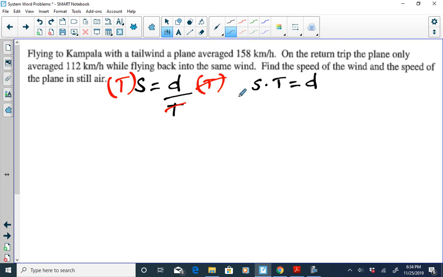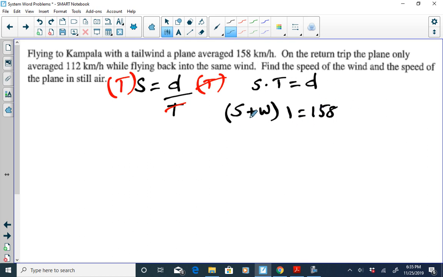So the first equation says that the speed plus the wind, this is with the wind, right, is 158 kilometers per hour. Well, this is a measurement of speed, and this is a measurement of distance, kilometers. This is a measurement of time, hours, right? So my time is going to be 1, because it's 1 hour. The distance is going to be 158 kilometers. So with the tailwind, we're able to go 158 kilometers in an hour.